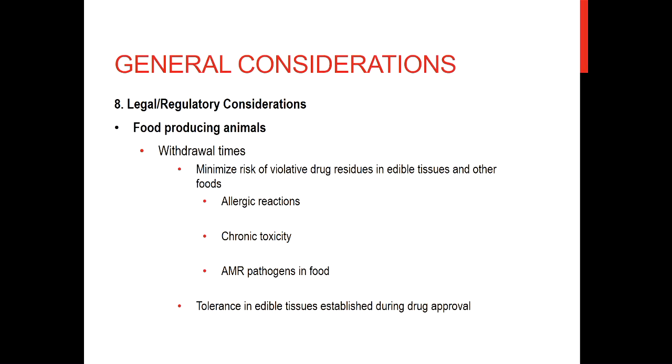Chronic toxicity or resistant pathogens being transmitted through the food supply. Today, Campylobacter and non-typhoidal salmonella are pathogens that have been documented to move from the food supply into people, and we precipitated resistance in those pathogens. It happens. It's real. So we've got to think about that. What we do with those withdrawal times is we establish a tolerance in edible tissues.